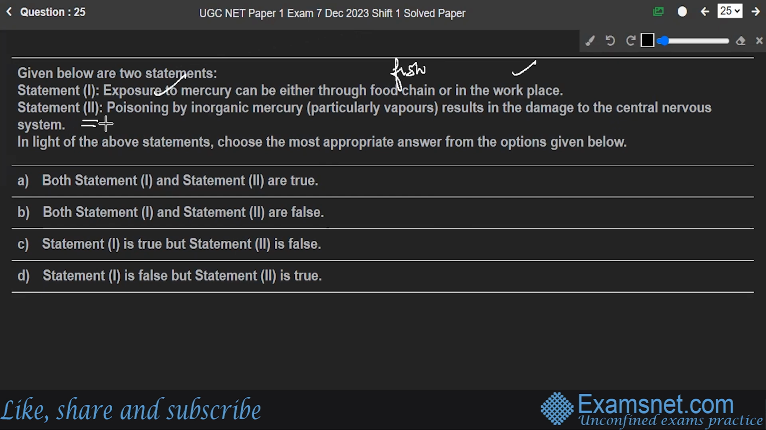The second option: poisoning by inorganic mercury, particularly vapors, results in damage to the central nervous system. So this is also correct. Both the statements are correct. Inorganic mercury, particularly in the form of vapors, can cause damage to the central nervous system. This can manifest as a range of neurological symptoms like tremors, impaired coordination, cognitive defects, etc. So you have both of them as true. First option is the right answer to the question.